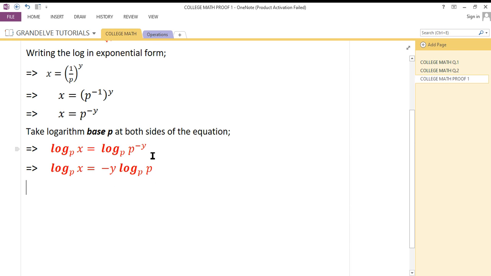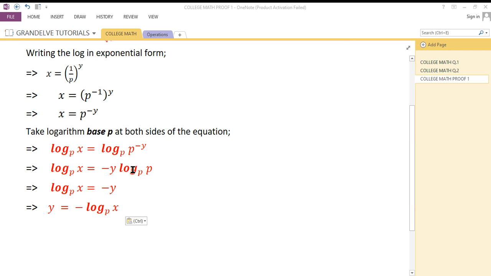That is to say, this whole expression goes to 1. Hence, our next expression will be log x base p equal to negative y, as we can see, because negative y times 1 is negative y. At this time, just as I said earlier, our main aim is to make y the subject. So if we have negative y, then we can make y the subject now to have our last result as y equal to negative log x base p.